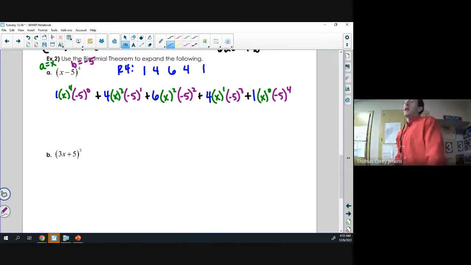All right, so the last two should have been 4x to the 1, negative 5 to the 3, and 1x to the 0, negative 5 to the 4. Okay, everybody with me? I'm just kind of setting it up.